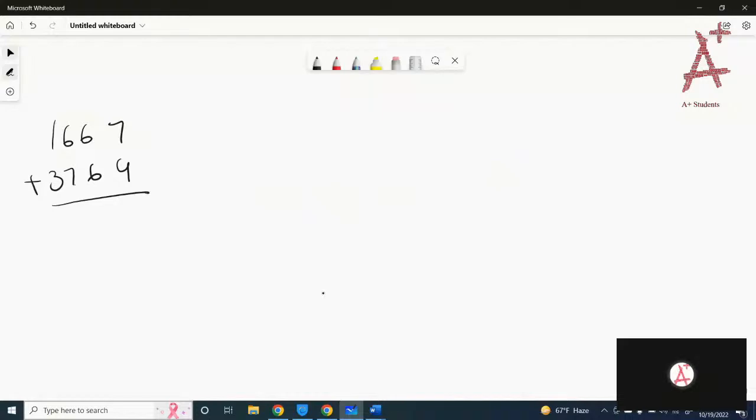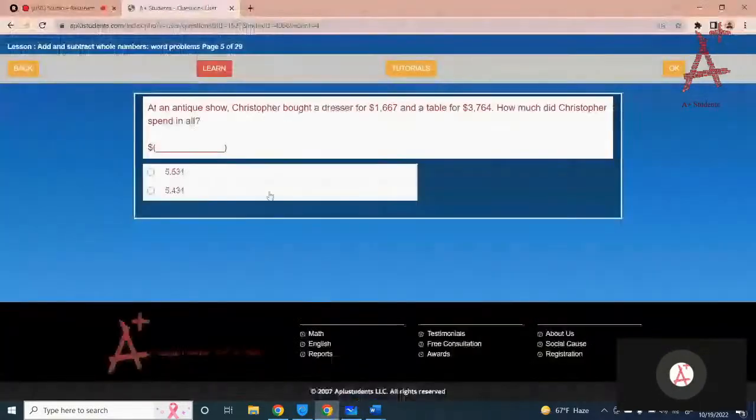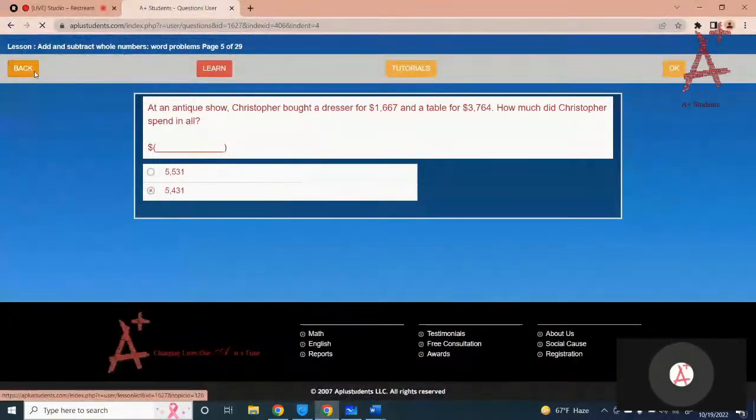7 plus 4 is 11. Write a 1 over here and carry 1. 6 and 6, 12, and plus 1, 13. Write a 3 over here and carry 1. So 7 and 1, 8, and 8 and 6, 14. Write a 4 over here and carry 1. So it would be then 3, 4, and 5. So when you add them, it would be 5,431. Got it? So select the correct option. It would be 5,431. So you can complete the test by yourself later today.